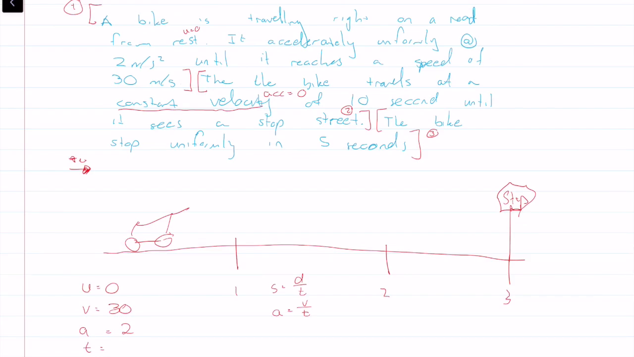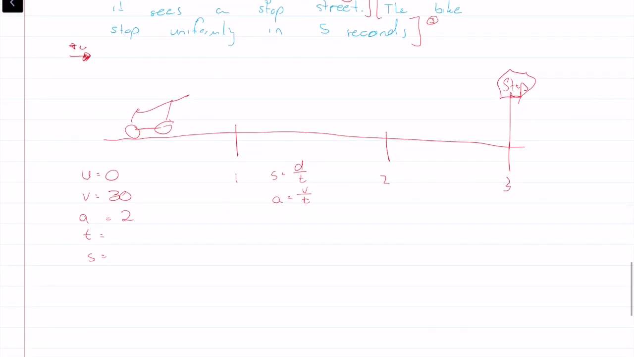The bike stops uniformly in 5 seconds. Uniformly tells us it is constant acceleration, so UVATS again. Our initial velocity this time is going to be whatever velocity it was here, which is the velocity it was here at the final stage. So our initial now is 30. Our initial velocity when the bike is over here is 30 meters per second. Our final velocity is 0 because it needs to stop. Acceleration is unknown. Time is 5 seconds. And displacement is also unknown.